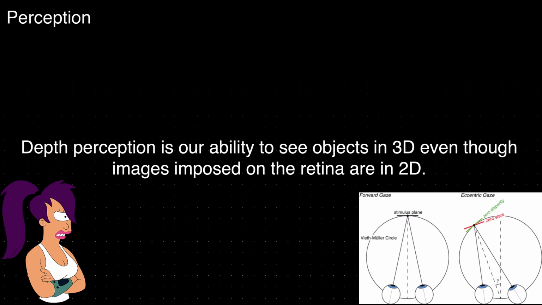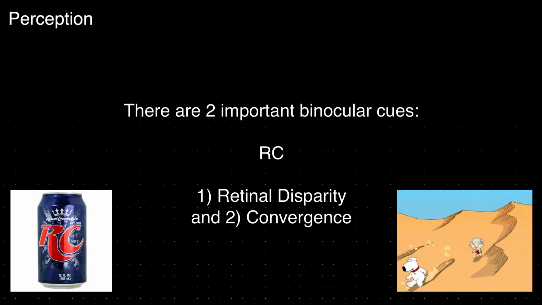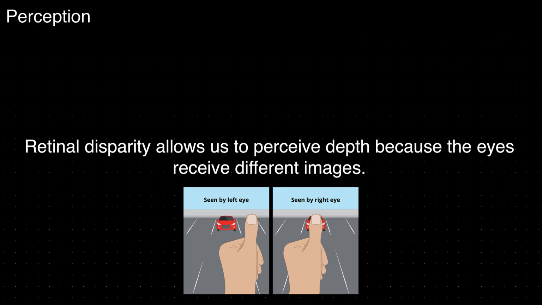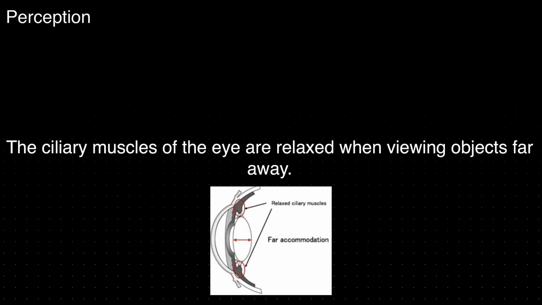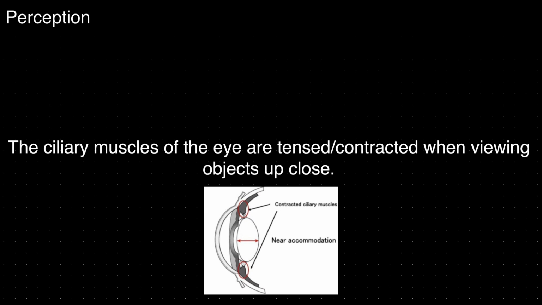Depth perception is our ability to see objects in 3D, even though the images imposed on the retina are in 2D. There are two important binocular cues: retinal disparity and convergence. Retinal disparity allows us to perceive depth because the eyes receive different images. Convergence is the extent to which the eyes turn inward when looking at objects to give us a sense of depth. The ciliary muscles of the eye are relaxed when viewing objects far away. The ciliary muscles of the eye are tense/contracted when viewing objects up close.